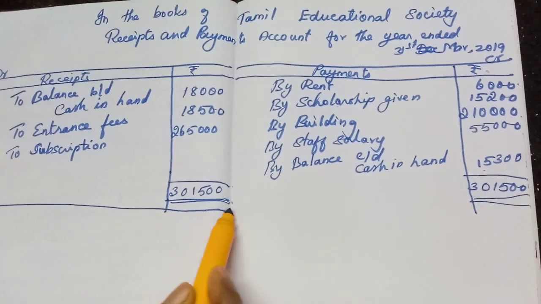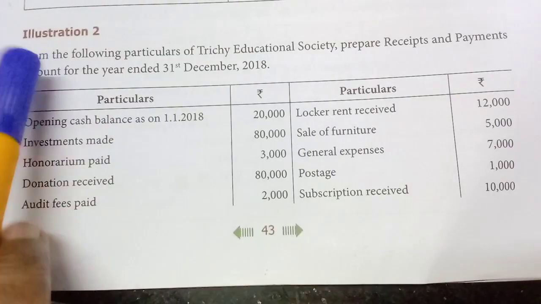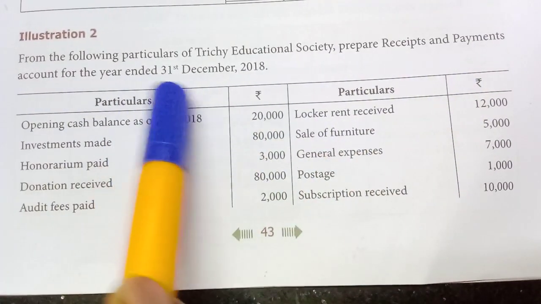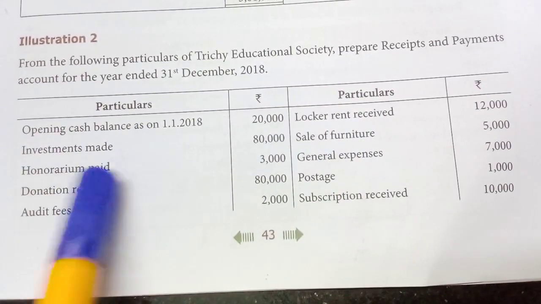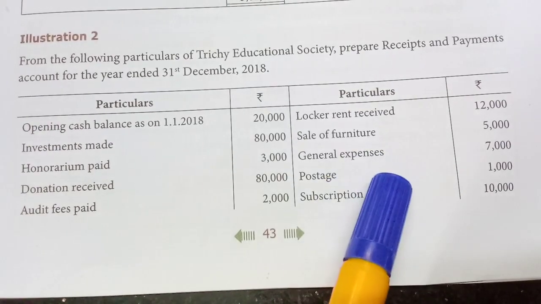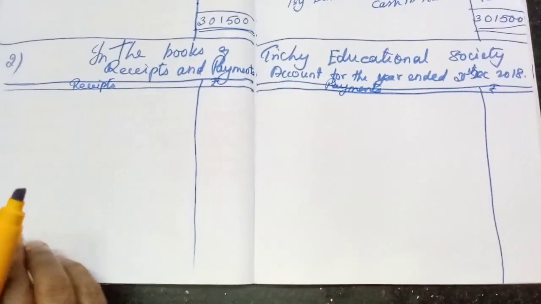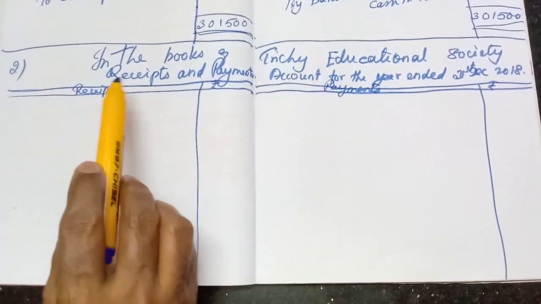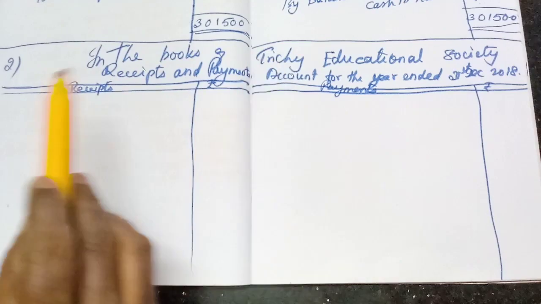Okay, students, now I will read the second illustration and I will explain. Second illustration. From the following particulars, Trichy Educational Society prepare receipts and payments account for the year ended 31st December 2018. Particulars: opening cash balance, investments made, honorarium paid, donation received, audit fees paid, locker rent received, sale of furniture, general expenses, postage, subscription received.